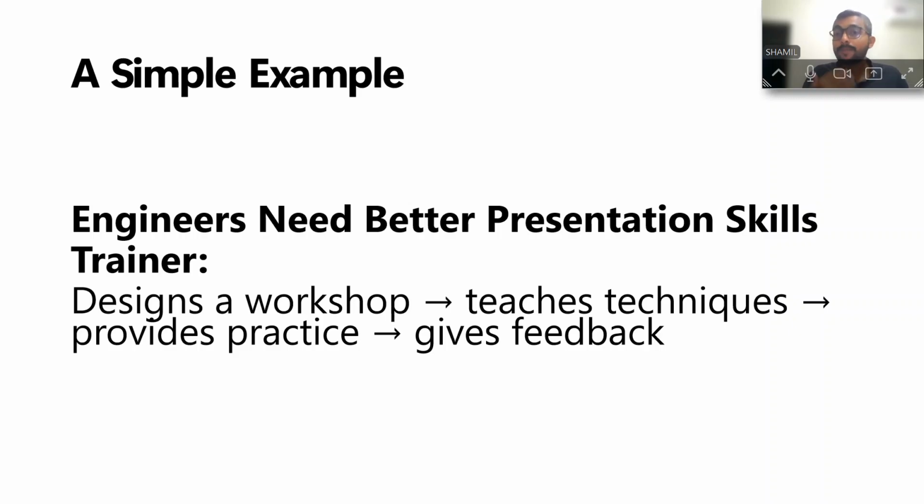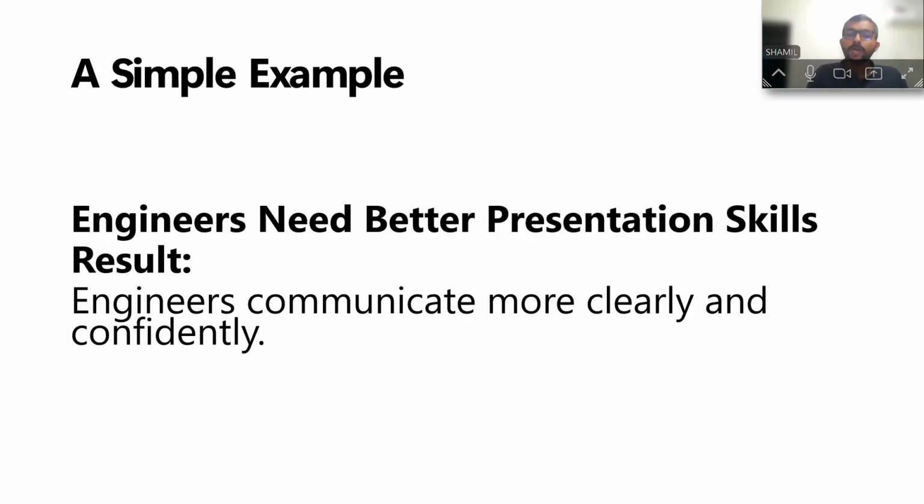And then we provide practice sessions during that training period. After they conduct all the practice sessions, as a trainer, we give them feedback on how they can improve their performance. The result of such a training session will be that engineers will communicate more clearly and confidently. So we identify a problem and then help them achieve the end result. This is a simple example to show how a corporate trainer gets involved in improving employees' performance.